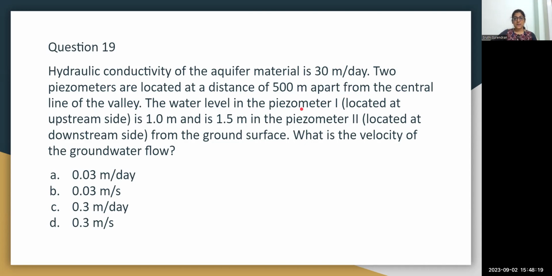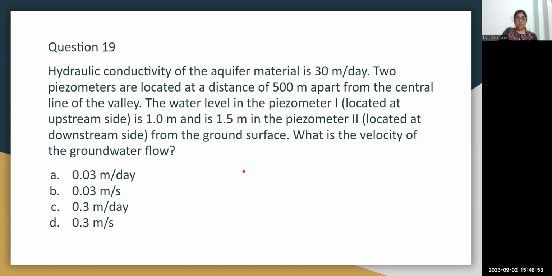The water level in the first piezometer is 1 meter and the water level in the second piezometer is 1.5 meter from the ground surface. What is the velocity of groundwater flow is the question. So if you look at what is given data, here they have given the hydraulic conductivity K. They have given the distance L. They have also given what is the hydraulic head at a point 1 and point 2. They're asking for the velocity of the groundwater flow.